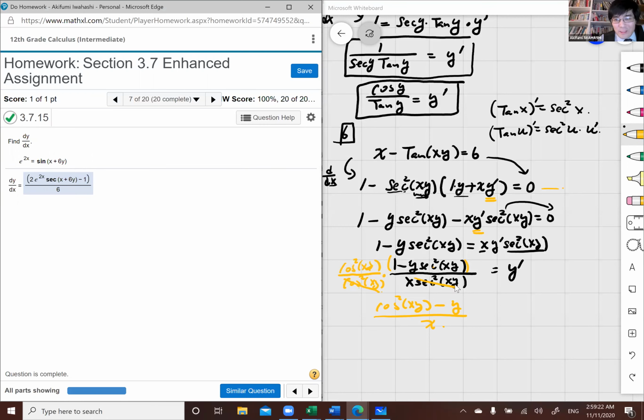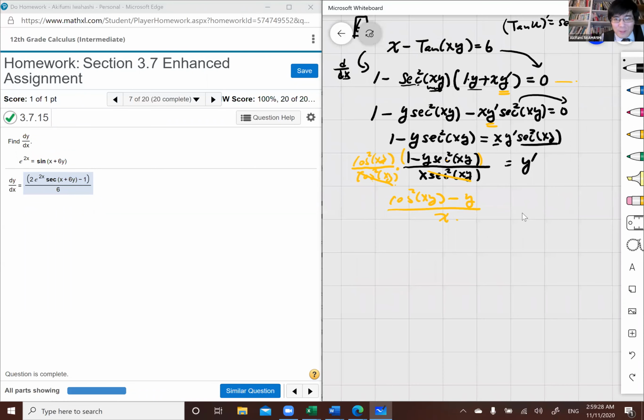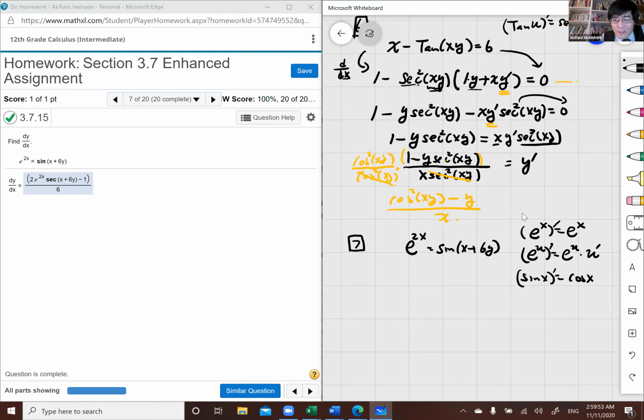Now you're gonna get the exponential function, but you also have a sine function. Remember, the derivative of e to the x is e to the x. So the derivative of e to the u is e to the u times u dash by the chain rule. Also, the derivative of sine is cosine. That's something you will need to use. Now differentiate again. You want to get e to the 2x times the derivative of this part, which is 2.